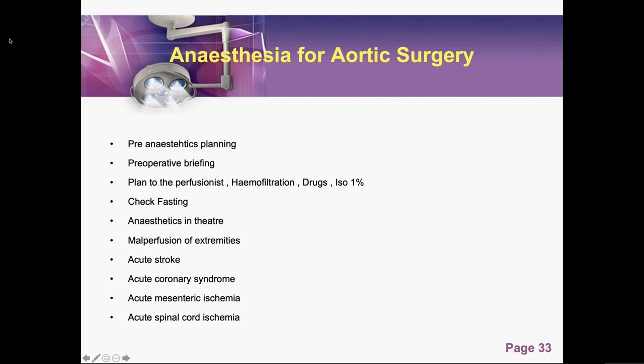Anesthesia. Plan your anesthetics with the ODP, with the team. Pre-operative team briefing. Plan with the perfusionist. Hemofiltration, drugs, ISO. Check patient's fasting. Anesthetics in theater. Any malperfusion? GCS, any changes? Any ECG changes at the last minute? Any spinal cord ischemia? Cord, leg movements.